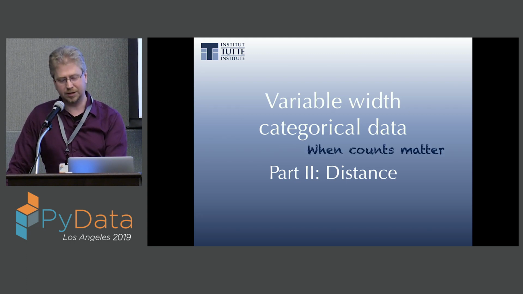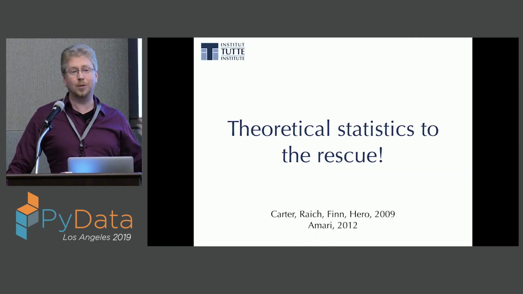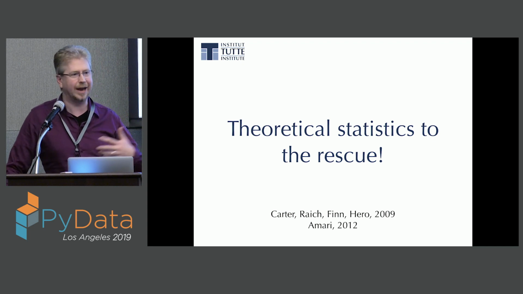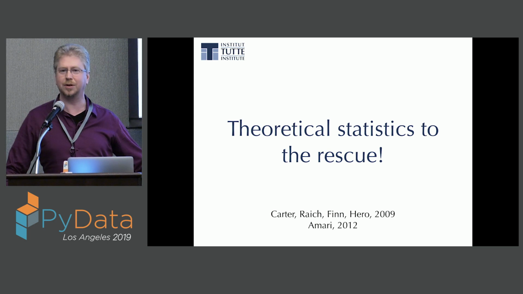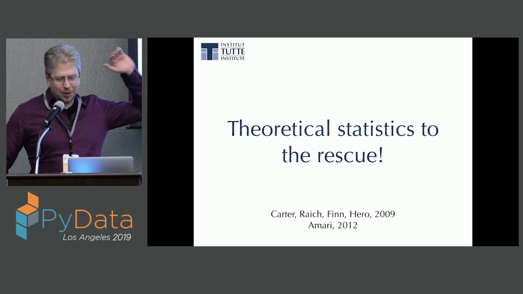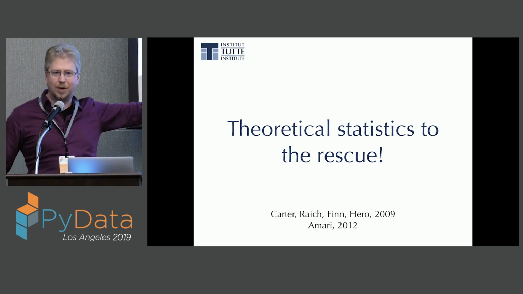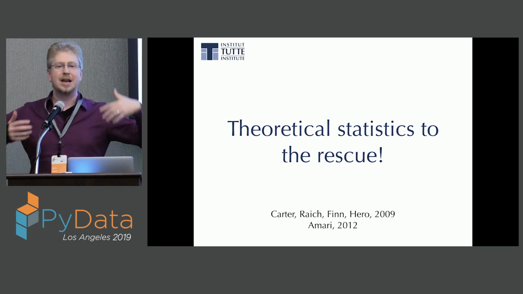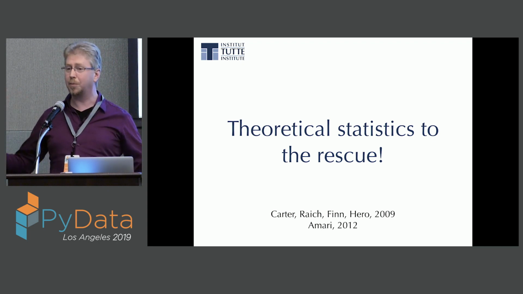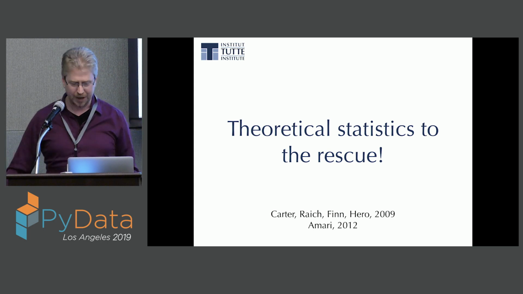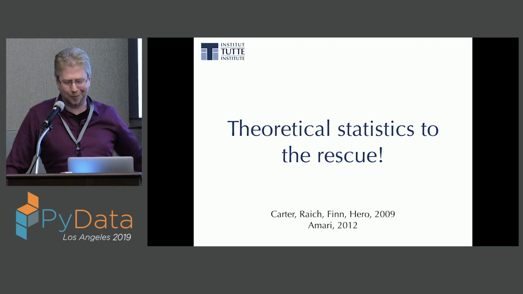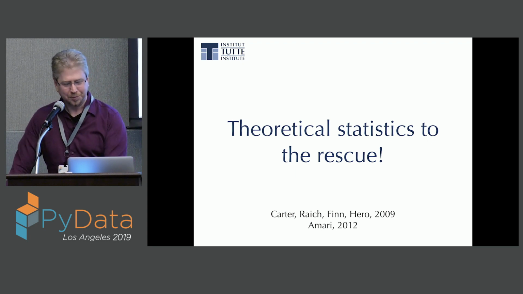When counts matter, distance. It turns out theoretical statistics to the rescue is something you hear shouted across the hills of LA all the time. I'm absolutely certain. All right. So it turns out in the 50s, they did some theoretical statistics and proved that there is a Fisher information correct distance measure across the parameters of a multinomial distribution. There's a couple of reference papers that are much more modern and easy to read if you would like to delve into that in any more detail.